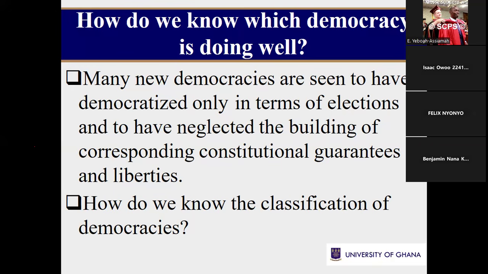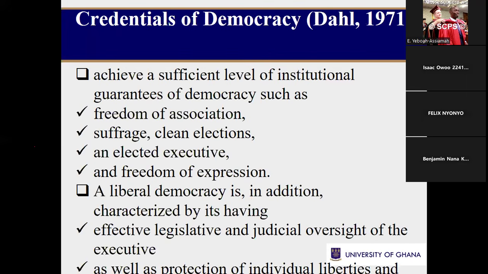So many new democracies are seen to have democratized only in terms of elections. So that is the minimalist criteria, or illiberal democracies. They have neglected the building of constitutional guarantees and liberties. But as students of comparative politics, how do we know the classification of democracies?